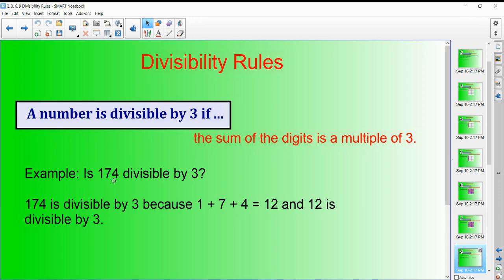So 174, there's 1 left over from the 100, and there would be 7 left over from the 7 columns, and there'd be 4 ones. So 1 plus 7 plus 4 is 12. So those extra 12 blocks would make more groups of 3. So since 12 is divisible by 3, 174 is divisible by 3. So the rule for 3, add up the digits, figure out if that number is a multiple of 3.